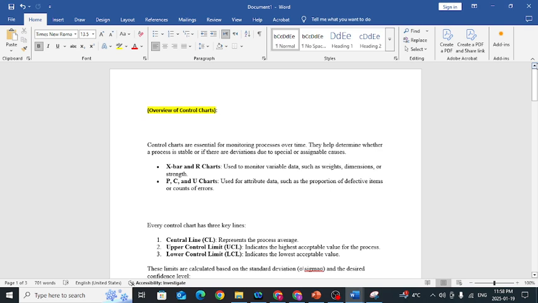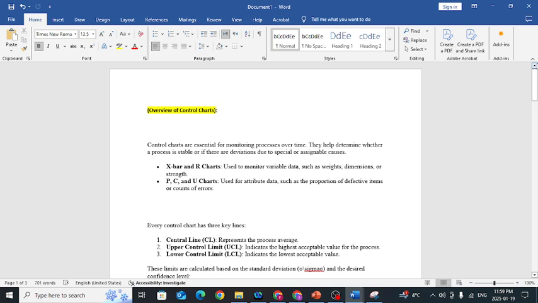Specifically, we will dive into X-bar charts, R charts, and attribute charts like P, C, and U charts. And I want to explain more about P, C, and U charts in this session. These tools are foundational for maintaining process control and achieving quality improvement. So let's start.